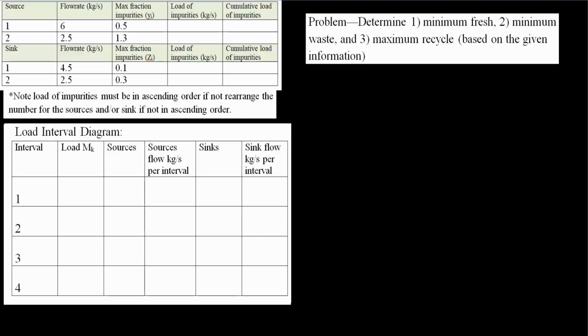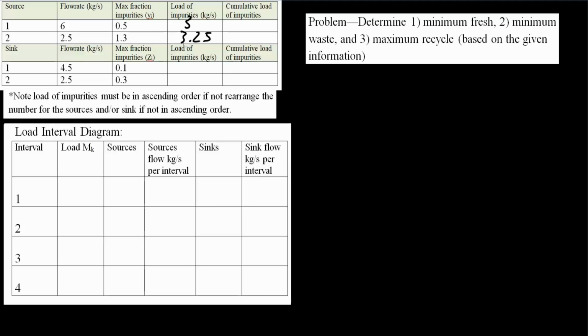Okay, in this video, we will be using load interval diagrams and cascade diagrams in order to determine minimum fresh, minimum waste, and maximum recycle for our given problem right here. So we have two sources and two sinks. Source 1, flow rate 6, maximum fraction is 0.5, so we can easily calculate the load impurity. Simply 6 times 0.5, and we would get 3. Likewise, for the second column, 2.5 times 1.3, and we would get 3.25.